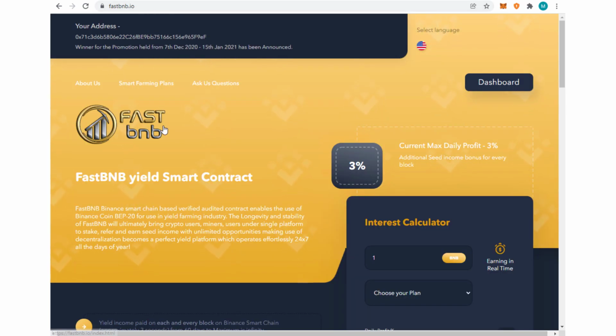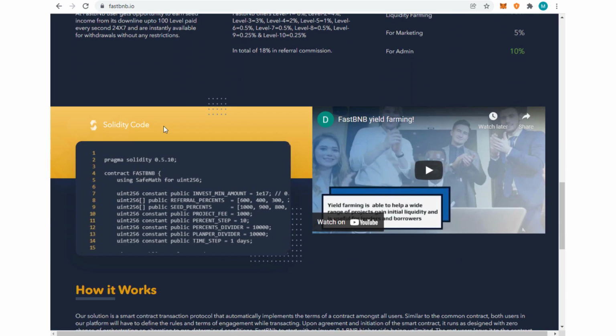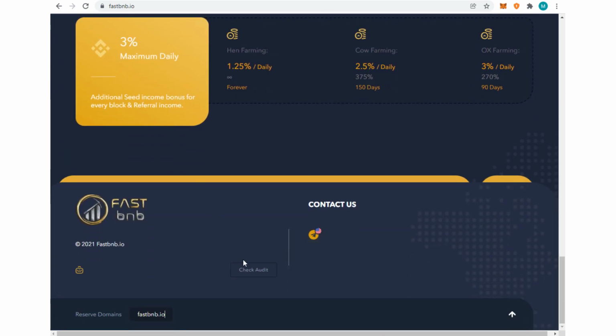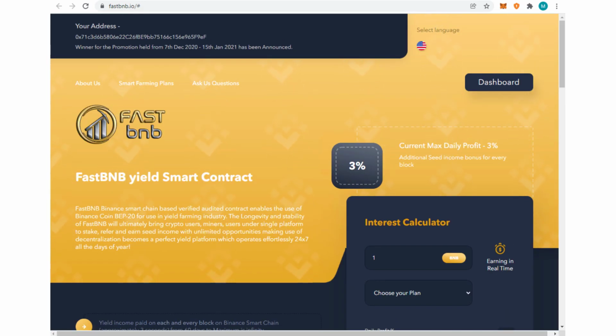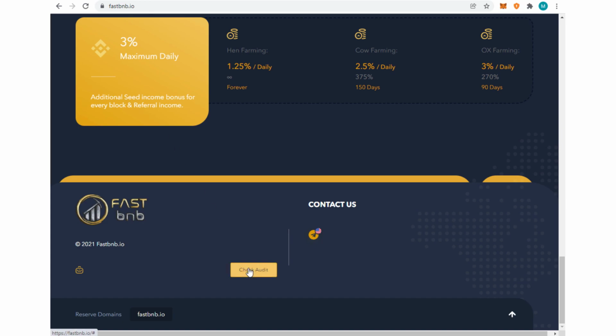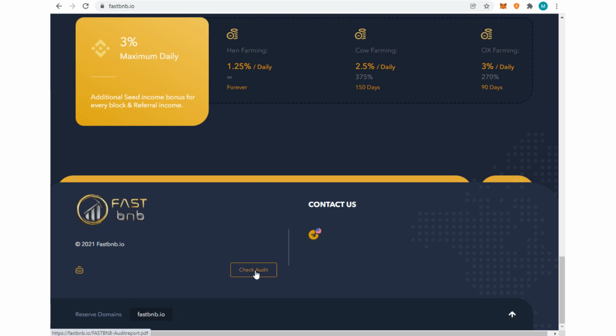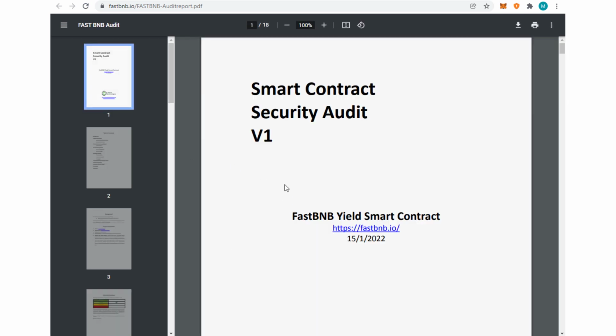So let's go. I mentioned the audit. I'll go through the audit. If you scroll down, you'll see at the end that FastBNB had been audited. If you click on this check audit, let me show, I checked it a little bit ago. Let me refresh it. Okay, yeah, that's why I checked it a little bit ago and it was there. So let the audit come up, and you can review. Okay, so we got the audit.